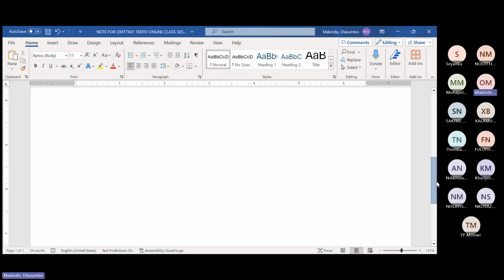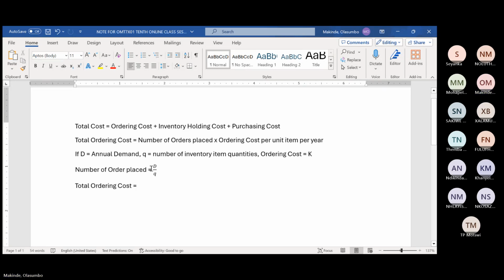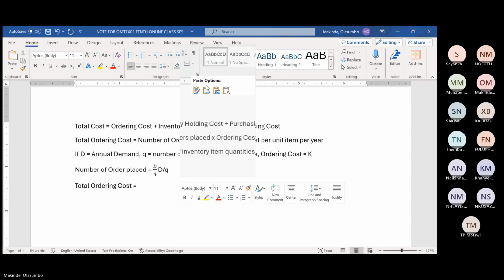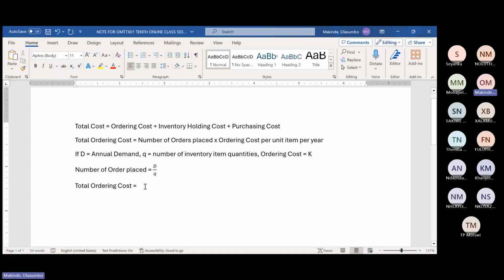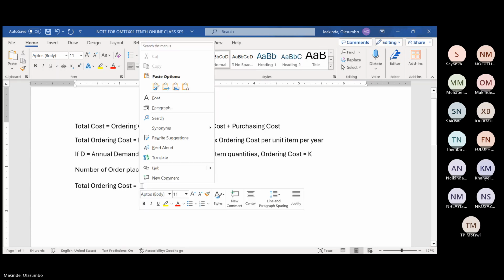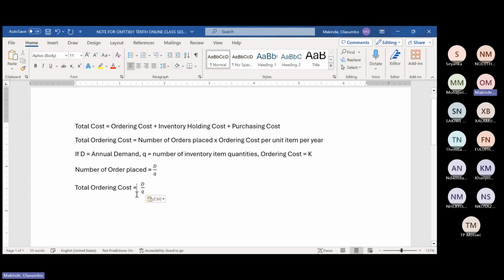Why is this not showing? Coming. Okay. It will give you D over Q times K. Times K. Maybe let me just put it outside so that D over Q times K.